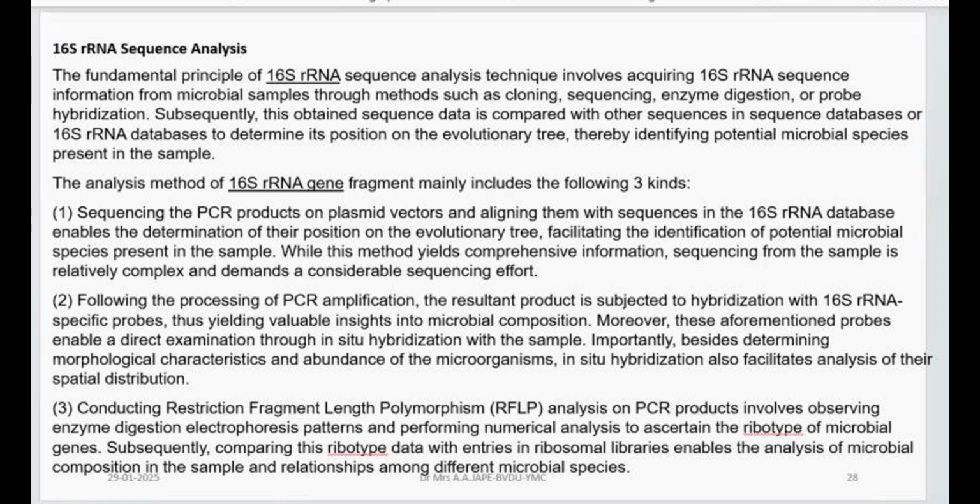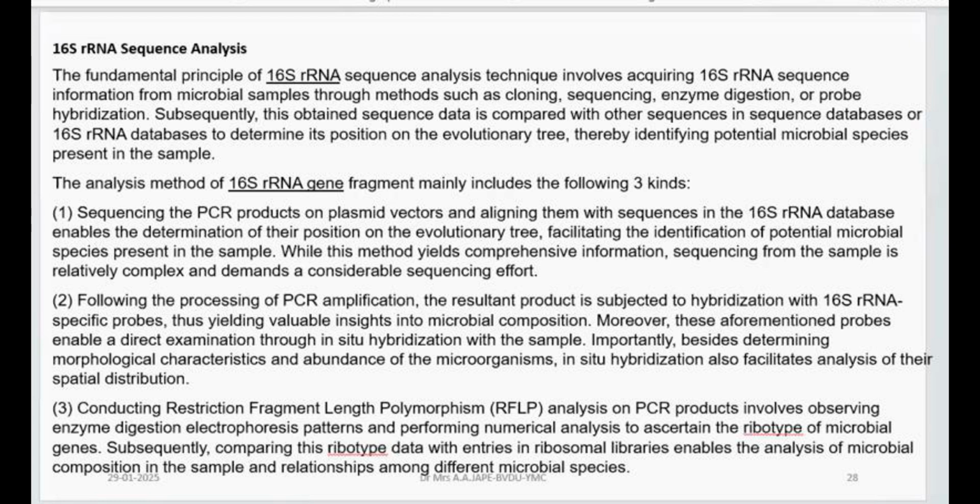the amplified sequence to be analyzed to know what the actual sequence in it is, right? That sequence can be analyzed by conducting RFLP analysis on PCR products, or you can go by enzyme digestion electrophoresis patterns. So many ways you can extract information about the libraries, right? But at the same time, with NGS-based methods, you can extract the sequence of that particular fragment, and then you can analyze the data. That is the last step in the process.